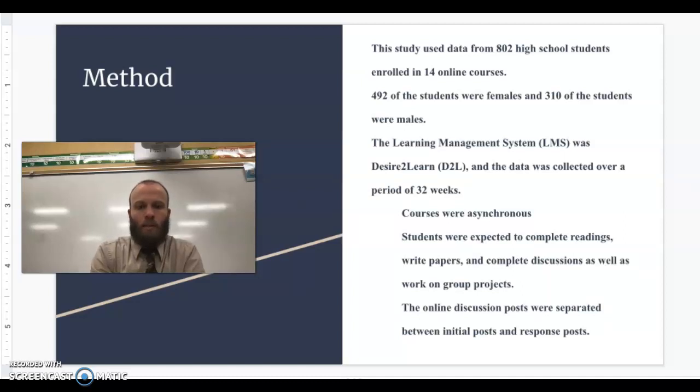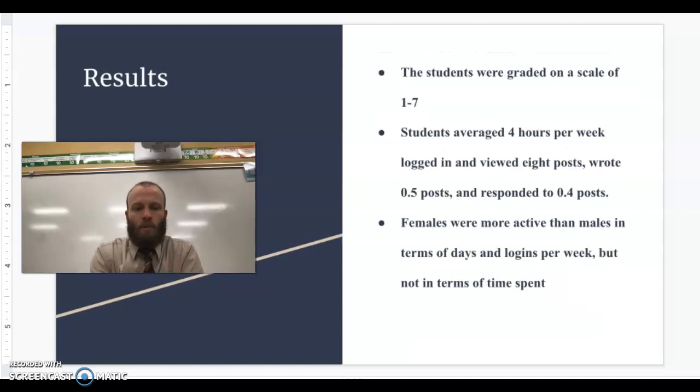Couple other things to note here. All of the courses were asynchronous. The work the students were expected to complete included readings, writing papers, and completing discussions, as well as group projects. And then the online discussion posts were separated into individual initial posts and then response posts as well. So the results: the students in this study were graded on a scale of 1 to 7.